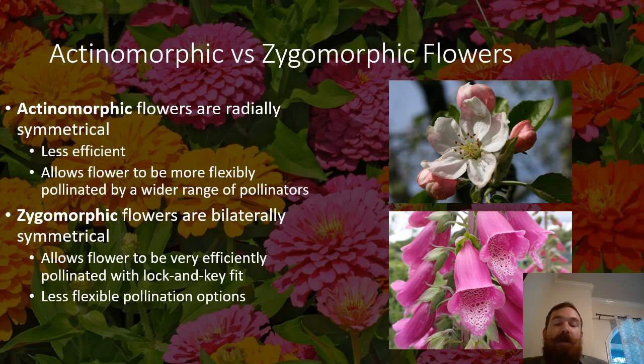Unfortunately, foxglove flowers really only fit bees, especially bumblebees. So the foxglove doesn't have as many pollinator options as an apple tree, for example, that we see up top, because it has a flower that has kind of a lock and key fit with its pollinator. And there are pros and cons to that, but something to be aware of.